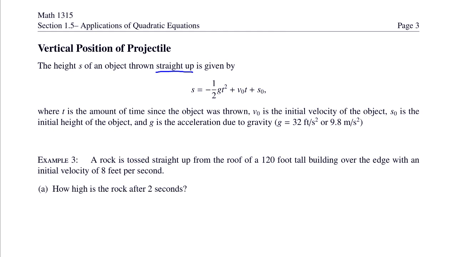Now, depending on the problem, whether the units in the rest of the problem are given in feet and seconds or meters and seconds, you'll need to choose the correct value of g. G is either 32 feet per second squared or 9.8 meters per second squared. You are responsible for knowing this formula.